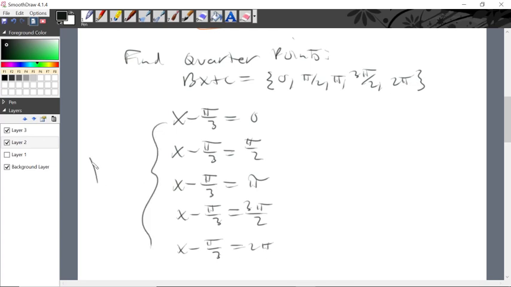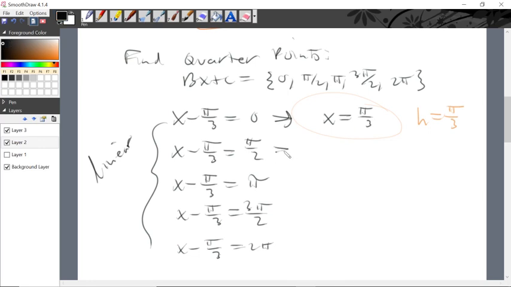Note, you now have a set of 5 linear equations. So these are not that difficult to solve. These will always be linear equations, no matter what b and c are equal to, because x is always to the first power. And we can solve these by adding pi over 3 to the other side in this case. So x equals pi over 3, that is the x coordinate at quarter point 1. We still need a y coordinate. Notice that this also means that the value of h is equal to pi over 3, because this is the x coordinate at quarter point 1. We'll see that from the graph.